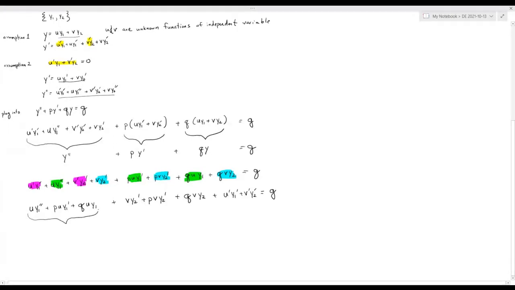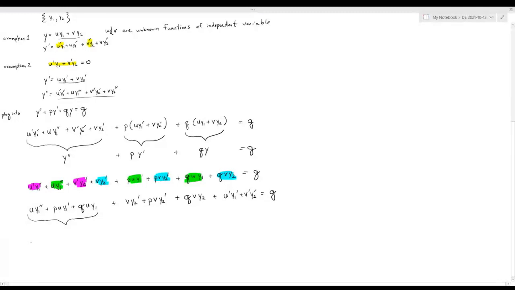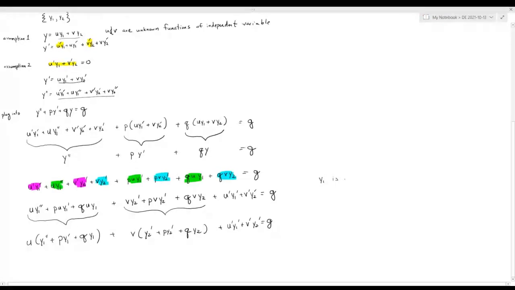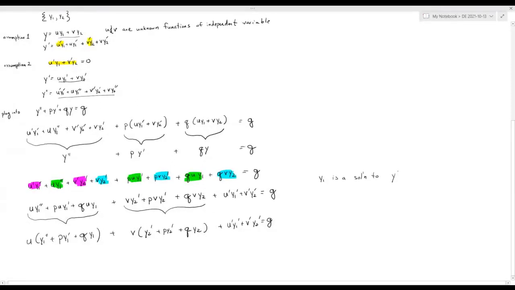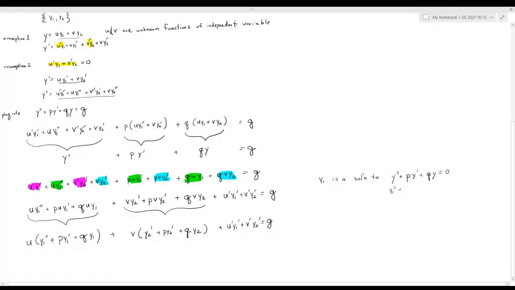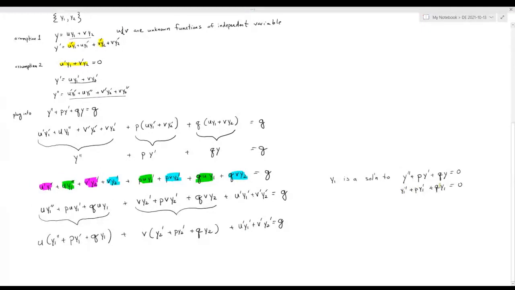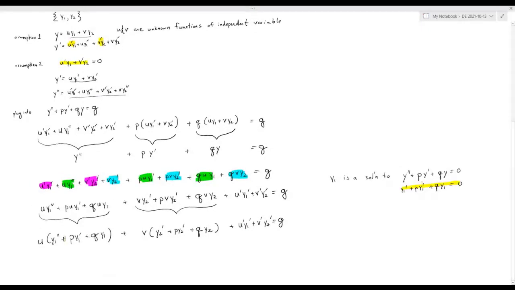Here we can factor out the common factor, which is u, the unknown function. Over here, we're going to factor out the common factor v. And now we're going to take advantage of the fact that y1 is a solution to the homogeneous version of this equation. That is to say, we know that y1 double prime plus p y1 prime plus q y1 must be 0. Of course, that's relevant because that's exactly what we have over here. So this must be 0.